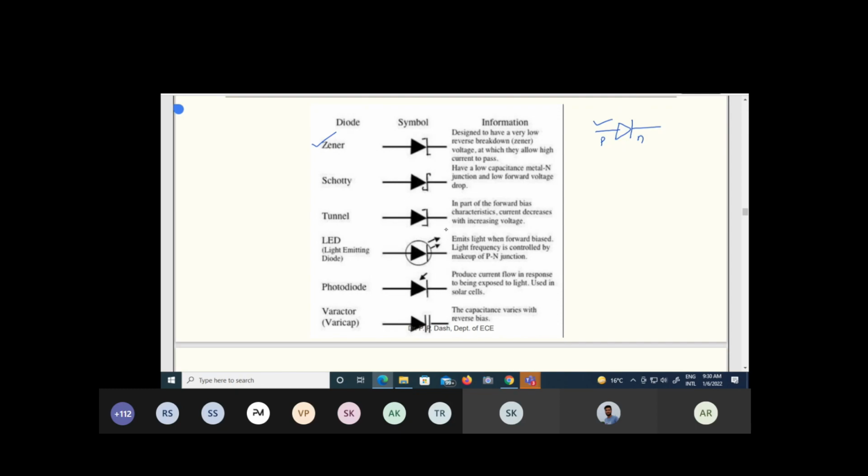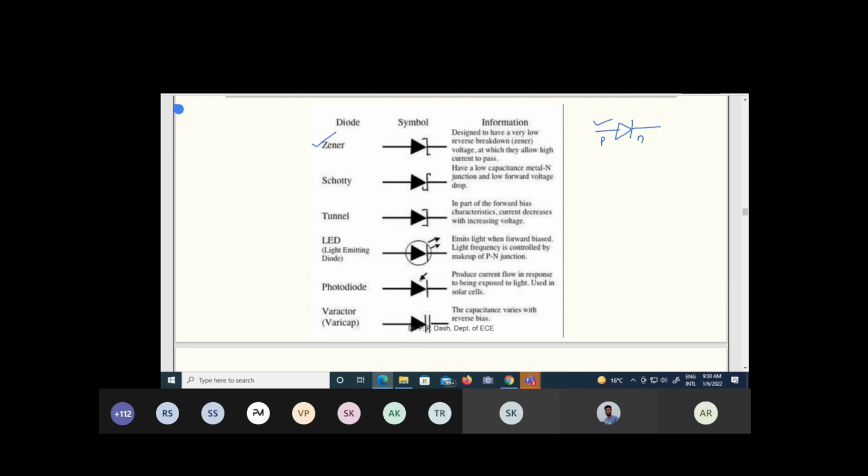And the light emitting diode, nowadays all of you are acquainted with it. When we make the diode forward biased, it will emit some light. So the LED, all of you know, is used as a display device, or in any kind of operation wherever an indicator is required. We are using the LED.